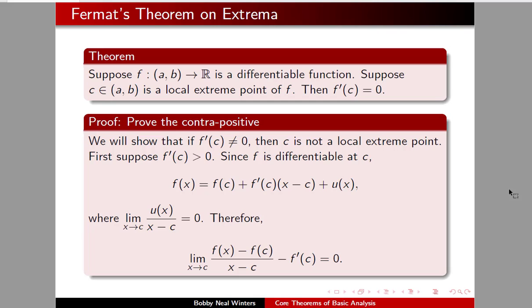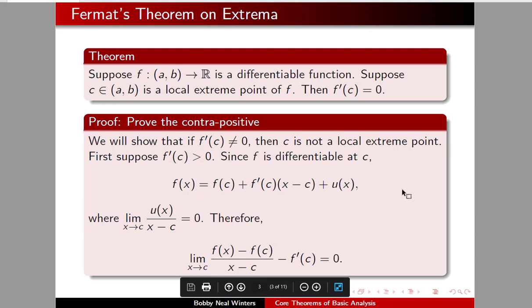We will show that if f prime of c does not equal 0, then c is not a local extreme point. So let's first suppose that f prime of c is positive. Since f is differentiable at c, f(x) is equal to f(c) plus f prime of c times (x minus c) plus u(x), where u(x) divided by (x minus c) has a limit of 0 as x approaches c. So this is just the definition of differentiability.